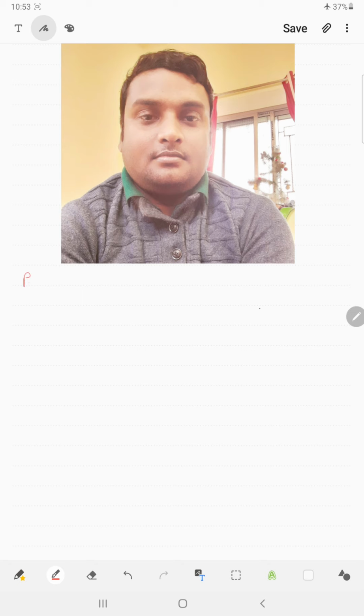Definition of percentage will be, first I am writing here, percentage. Okay? I can say that it is a kind of fraction with denominator 100. Okay, that is, it is a kind of fraction with denominator 100.